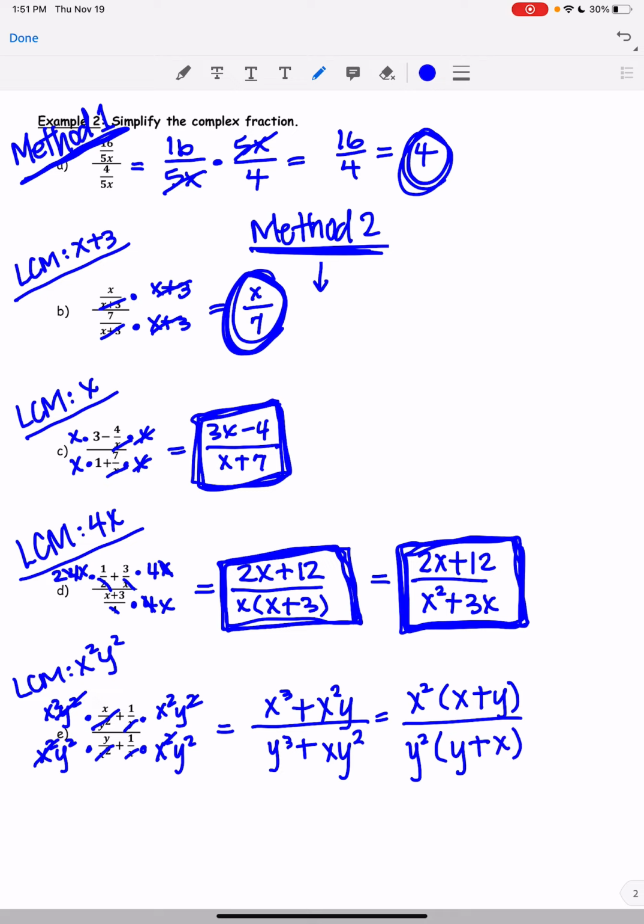So it's a good thing we checked because these do cancel. Even though they're in different orders, if you're adding, those are the same, right? If you do 3 plus 4, that's the same as 4 plus 3. And so those cancel. And so my final answer is x squared over y squared.